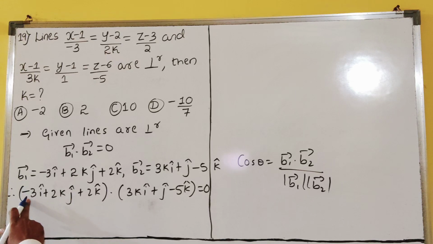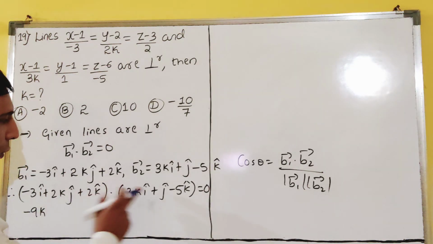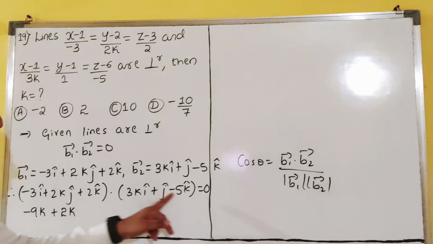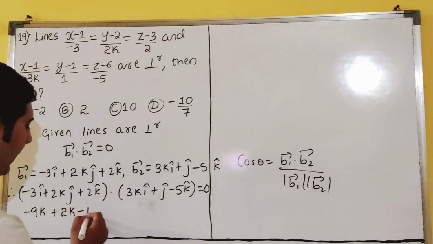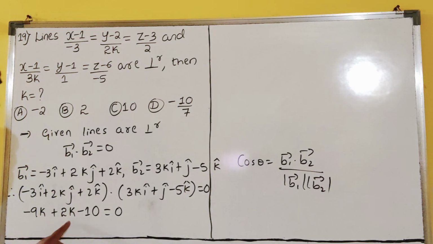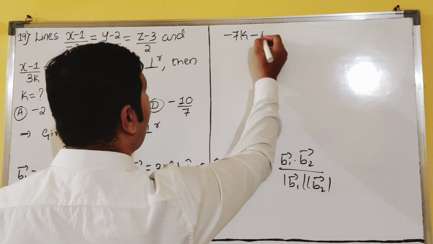Now multiply i with i for the dot product. Minus 3 into 3k is minus 9k. Minus 3 into 3 is minus 9, k is there. Now j to j, 2k into 1 is 2k. Now k to k, so 2 into minus 5 is minus 10, equal to 0. So minus 9k plus 2k is minus 7k, minus 10 equal to 0.